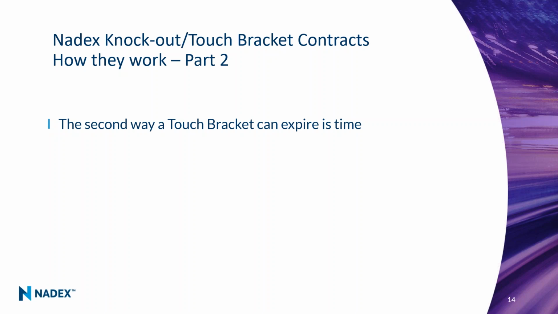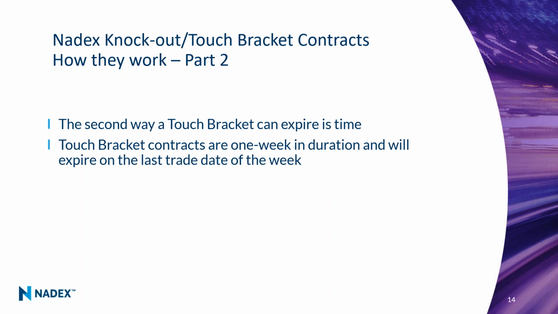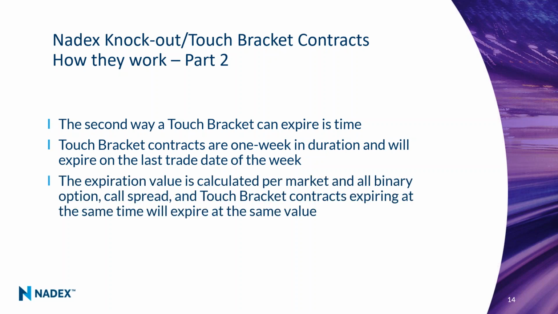This is how they look when they expire by time. So with a 1 week duration, provided they haven't all been knocked out and relisted, there will typically be 4 contracts going to expiration on the last trade date of the week. The expiration value is calculated the same as in all of the markets. So if you have a binary option, a call spread, and a touch bracket or knockout contract, all expiring at the same time, they'll all have exactly the same expiration value.